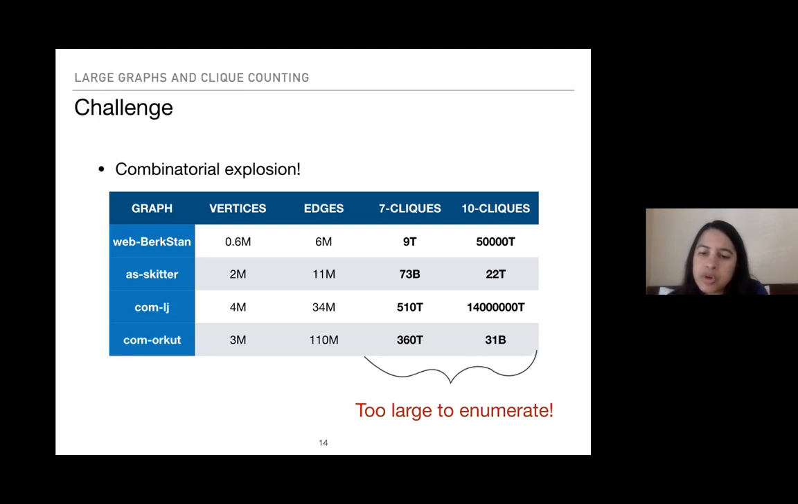So the more recent works, they either use some kind of randomization and approximation to estimate these counts, or some kind of parallelization. In this work, our goal was to use neither of those. And I'll explain what I mean by that later.